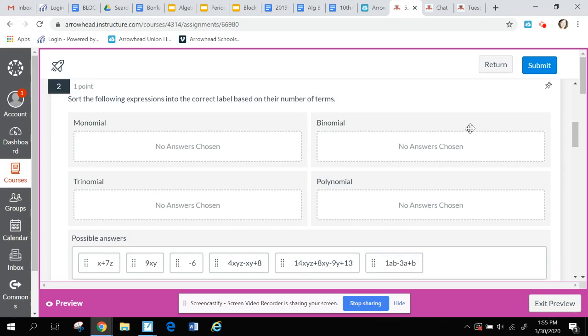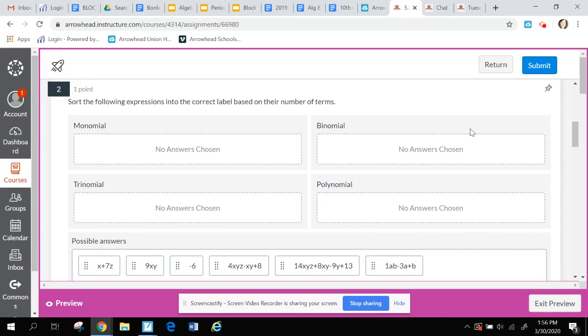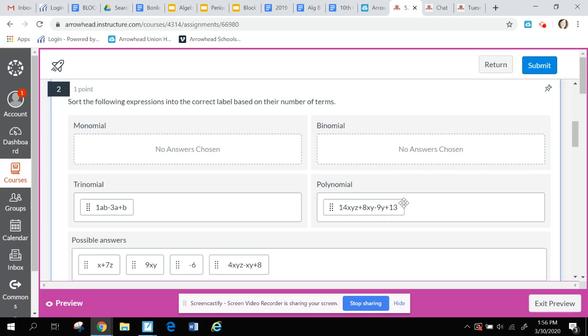Okay. Next one is another sort. We want to sort the following expressions into the correct label based on their number of terms. I'm going to click and drag them to where they belong, starting at the back. This here is actually 1, 2, 3 terms, so I'm going to slide that into the trinomial spot. Remember, terms are separated by addition and subtraction. This is 4 terms, so that would be a polynomial.